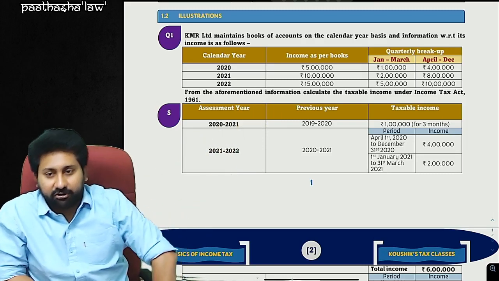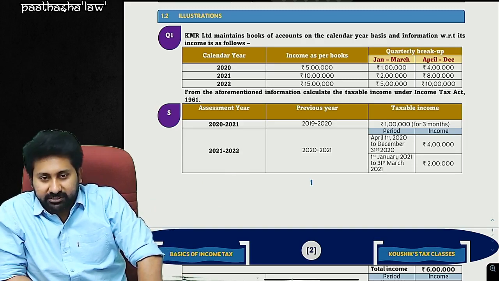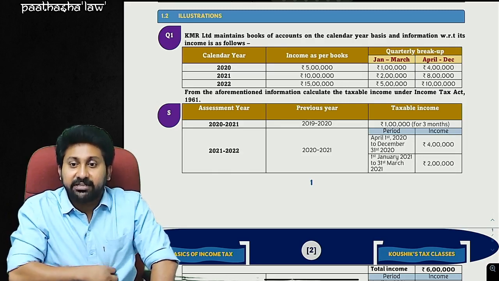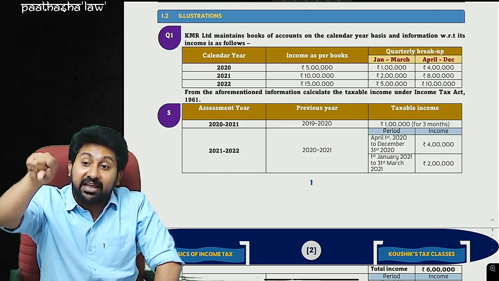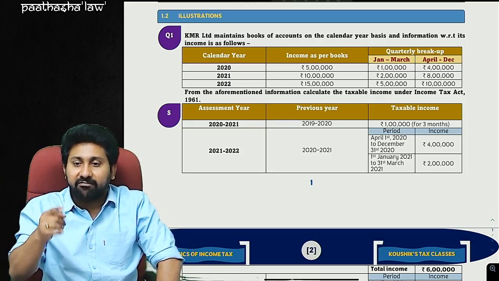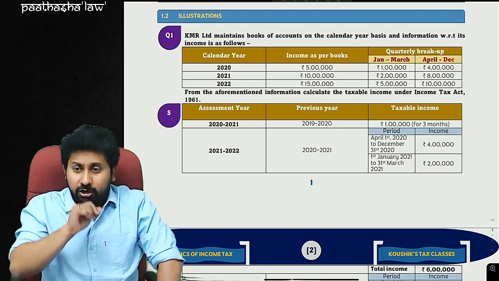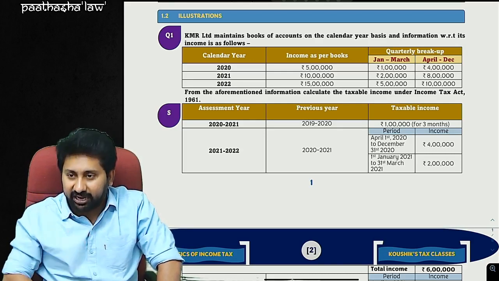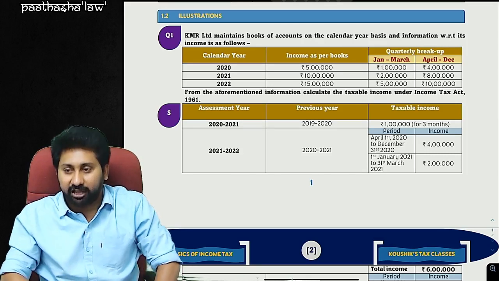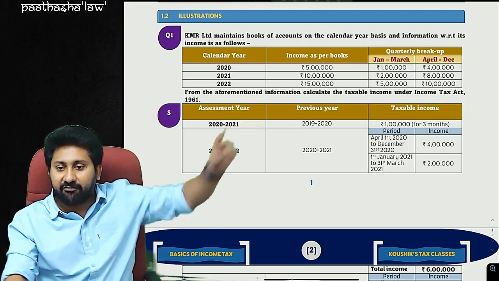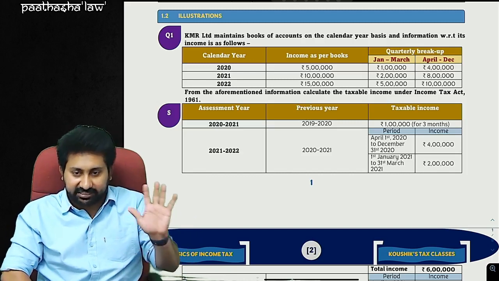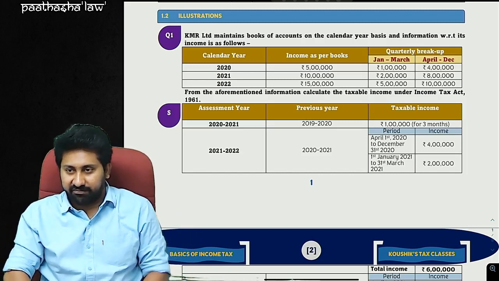So calendar year 2020, income as per the books, 5 lakh. Quarterly breakup: in the 2020 calendar year, January to March 1 lakh, April to December 4 lakh. 2021: 10 lakh, 2 lakh and 8 lakh. 2022: 15 lakh, 5 lakh and 10 lakh. My books are prepared on calendar year, but assessment has to happen on a financial year basis. So from the aforementioned information, calculate the taxable income under the Income Tax Act 1961.